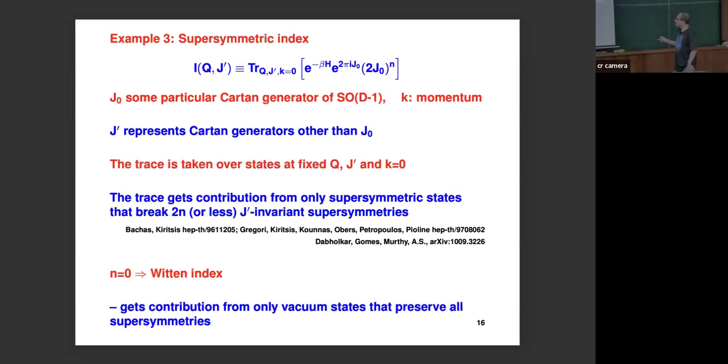Okay, so this is what we then want to compute. This is supposed to be beta independent. At the end, well, it's not quite beta independent, but the beta dependence is trivial because it will be e to the minus beta times the BPS mass, right? Beta times M_BPS. So the beta dependence is fixed, and it gets contribution only from a fixed energy state, which is the M_BPS.